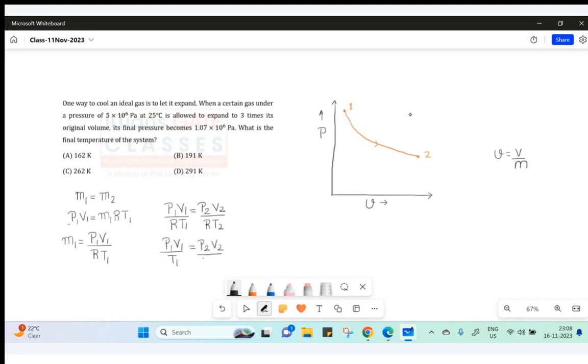As a mental picture, if you want to imagine, just for your visualization, you can think like this. You have a piston cylinder arrangement, and behind this piston cylinder arrangement, this is your system, which is your ideal gas. Here, your pressure is P1, volume is V1, and temperature is T1. And then it is expanding. When it is expanding, its volume is increasing.